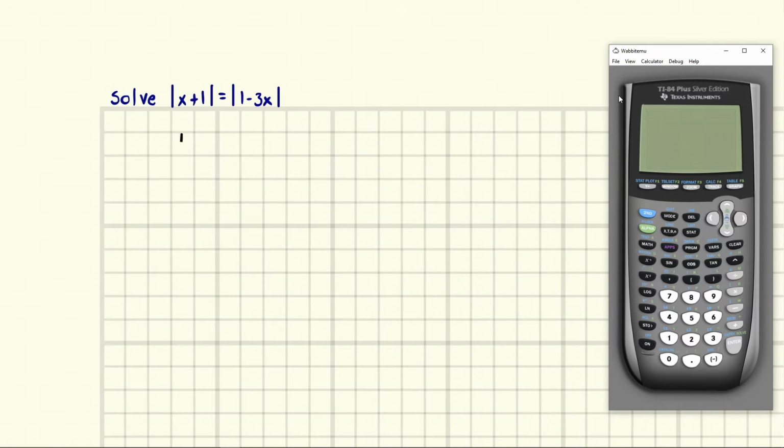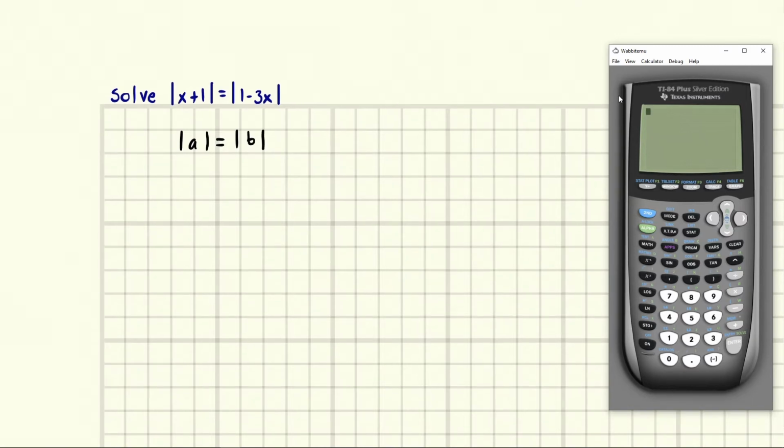So consider a simpler case. The absolute value of a equals the absolute value of b, right? If a is 3, b can be either 3 or negative 3. And the same is true for a. If b is 3, a could be 3 or negative 3. So all we need to do is take one side and include the negative version of it.